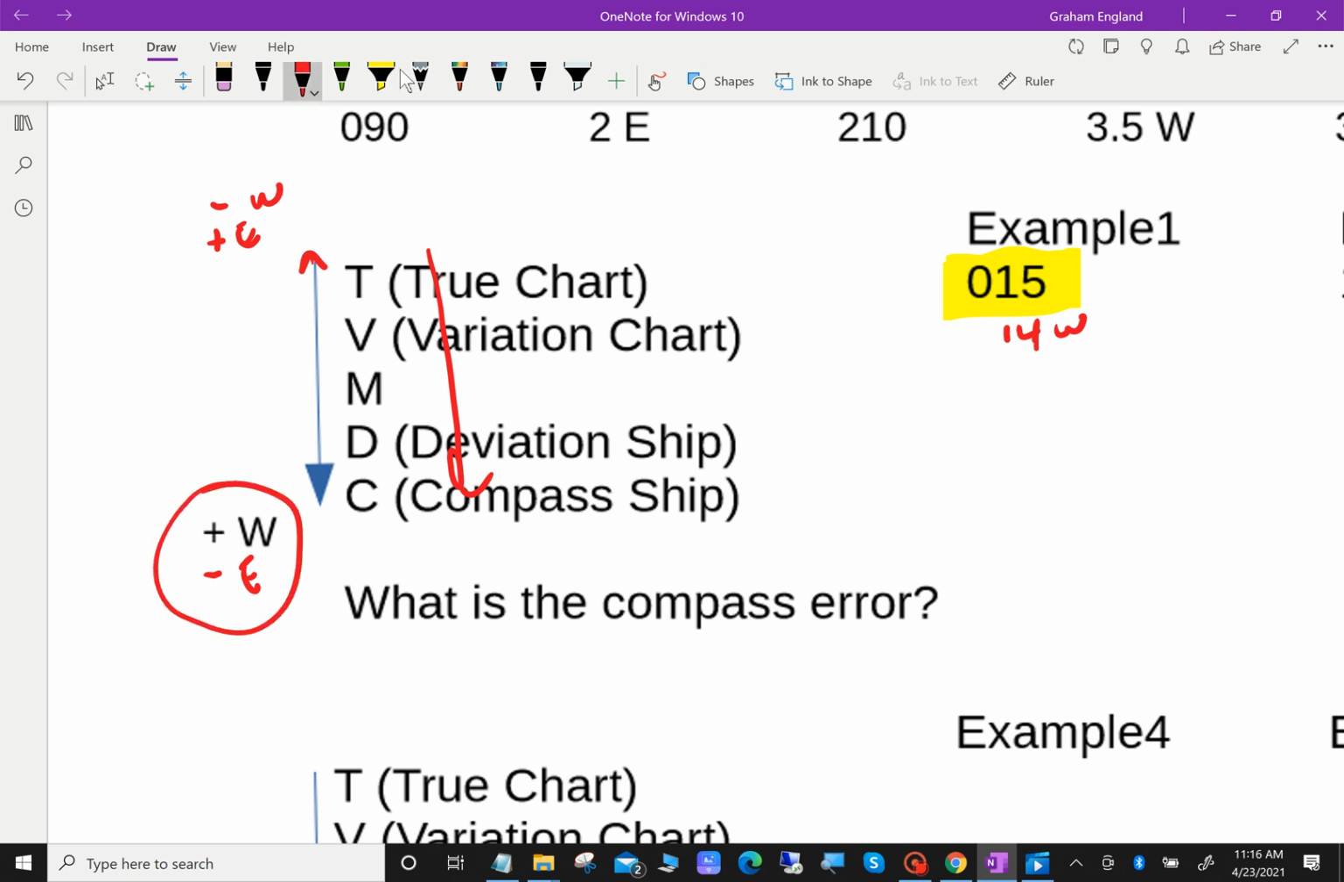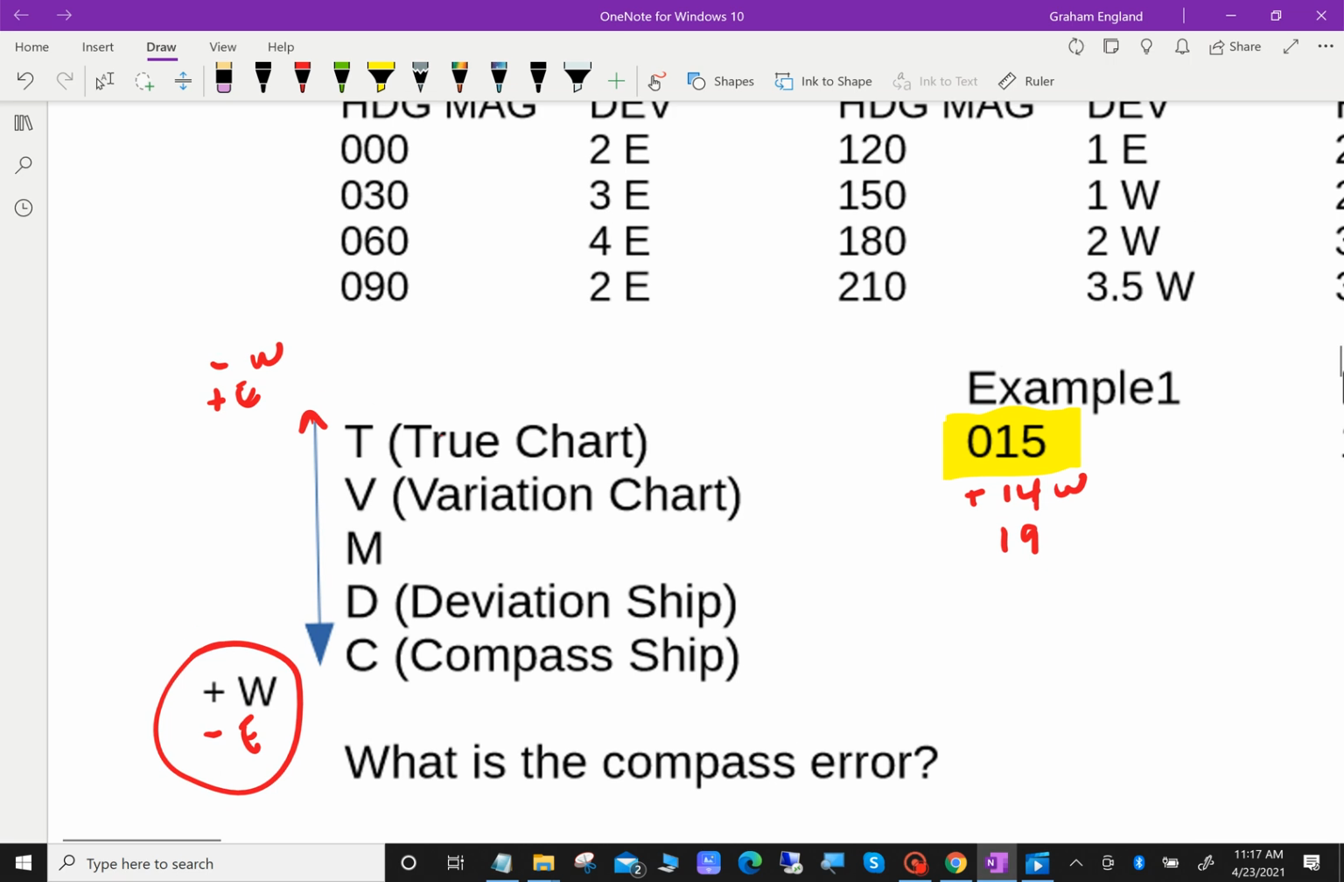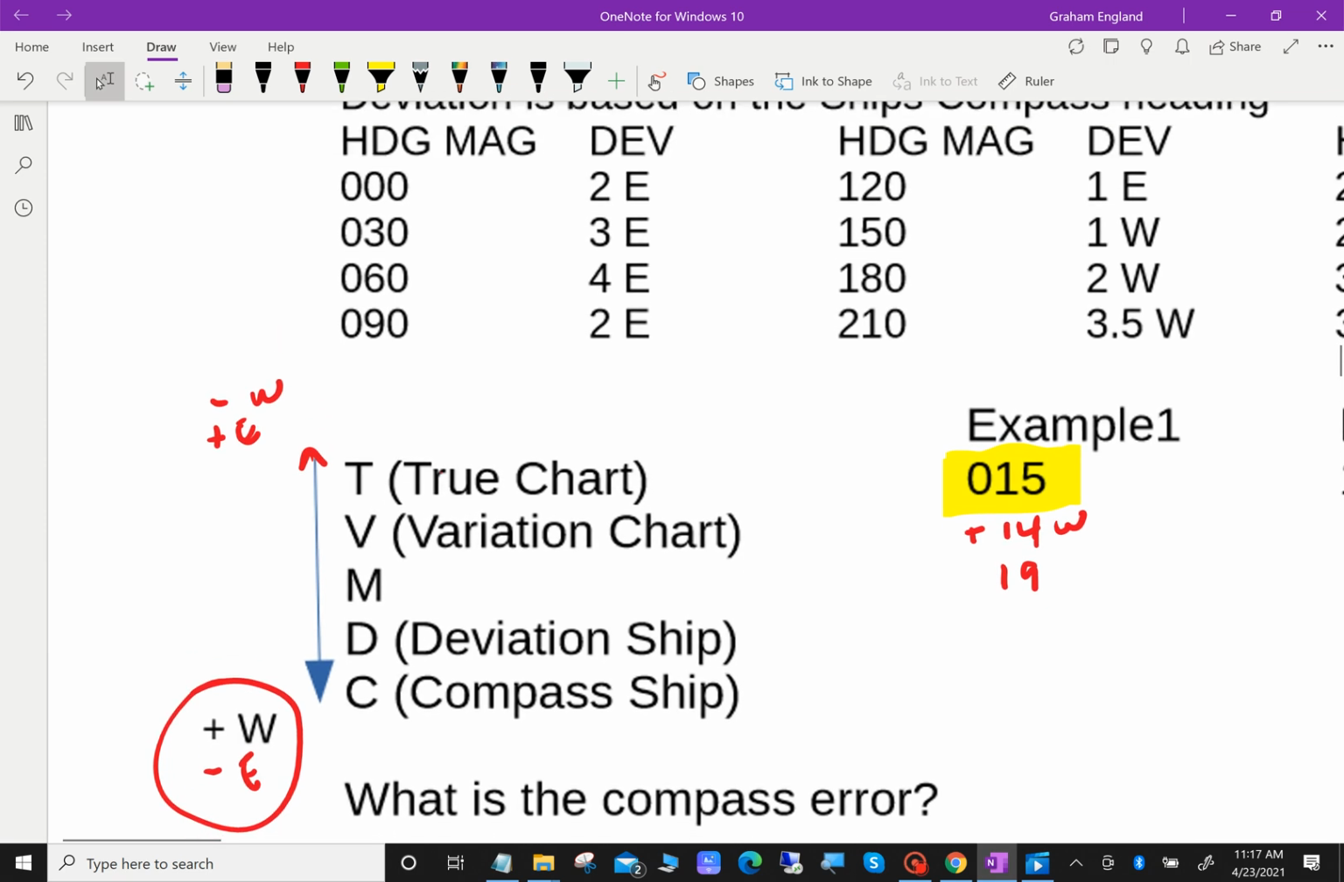So I'm using these. So it would add my west. That would be 19 degrees. Now, where do I get the deviation? Well, this deviation chart, 29. Can't add. Use a calculator to add so you don't make a mistake like that.